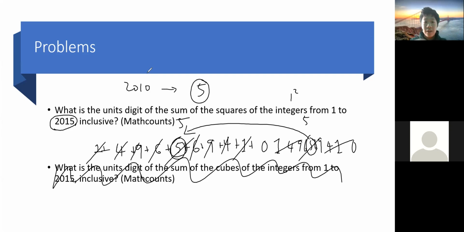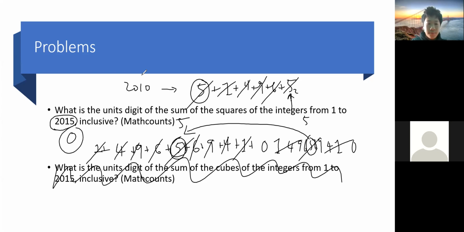If we go to 2015, all you have to do is add some more: 1 plus 4 plus 9 plus 6 plus 5. And here we are at 2015. 1 and 9 cancel, 4 and 6 cancel again. 5 and 5 also cancel. Units digit is 0. Okay, so basically when it asks what's the units digit, think: what is the remainder mod 10? Because that's basically what it's asking.